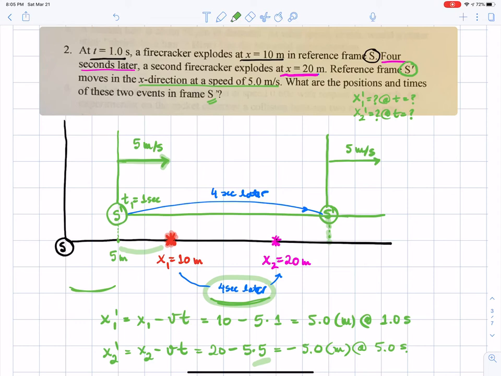Similarly, if you are to calculate the distance viewed from S prime for the event of the firecracker that was situated at x2 from the S point of view, then you have x2 prime is x2 minus vt, so that will be 20 minus 5 times 5 seconds this time, because this event happens 4 seconds later after that. So in other words, system S prime is already well past where the event happens, so it is backwards. You can see it backwards as -5 from his point of view, okay?